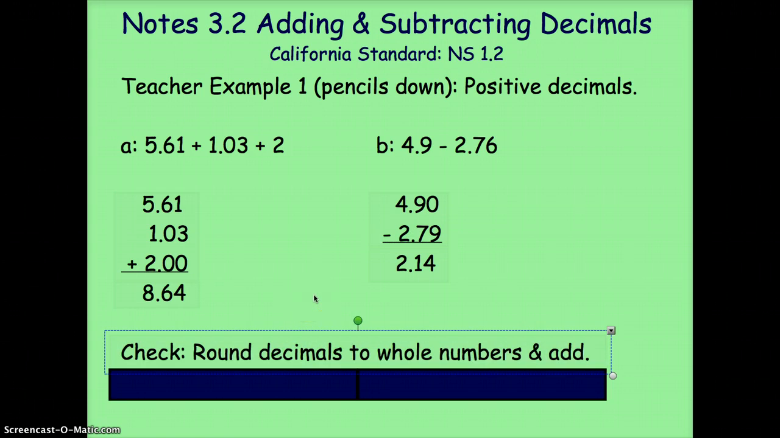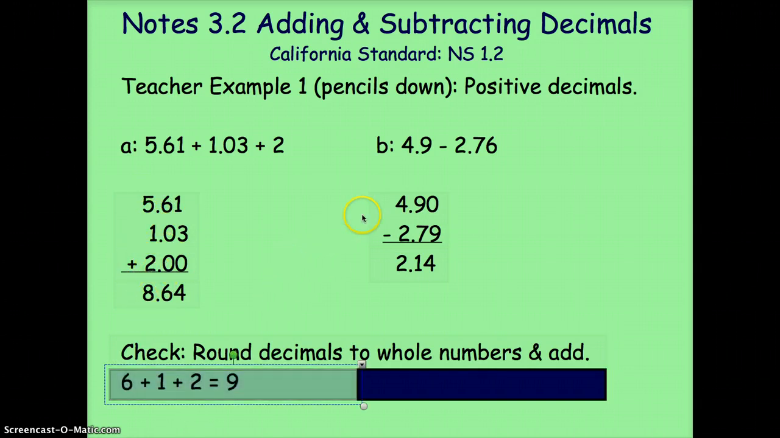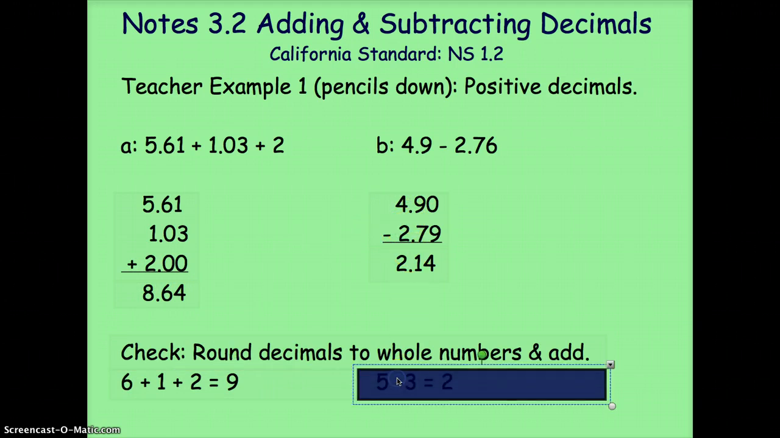So after that, you want to go ahead and check your answers. And an easy way to check, you don't have to do a really in-depth check, but a really easy way to do is just to round the decimals to whole numbers. For example, let's say this was 6 plus 1 plus 2, I would end up with 8. And here, 5 minus 3, I'd end up with 2.